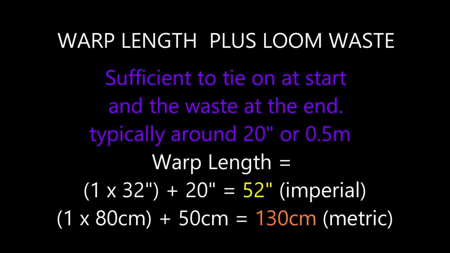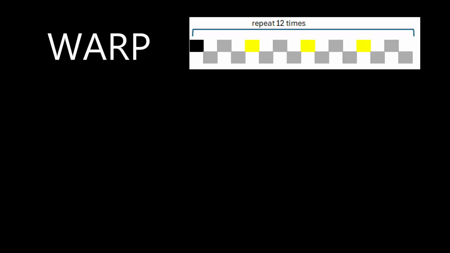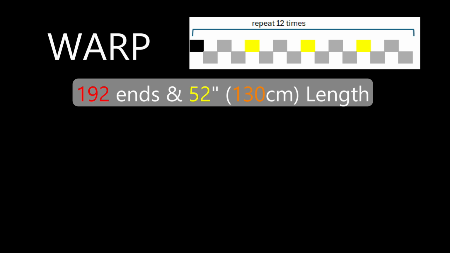For example, if you wanted to have 3 hand towels on the one warp, then use this formula. Put 3 times 32 plus 20, that would be 116 inches in imperial. In metric, 3 times 80 plus 50 centimetres would be 290 centimetres in metric. But let's just stick to one item plus loom waste for this example. Now, so far we've calculated that we have 192 ends and 52 inches or 130 centimetres length of our warp.